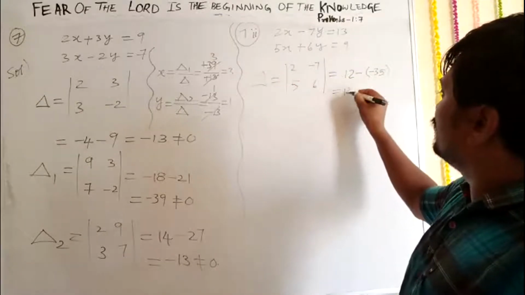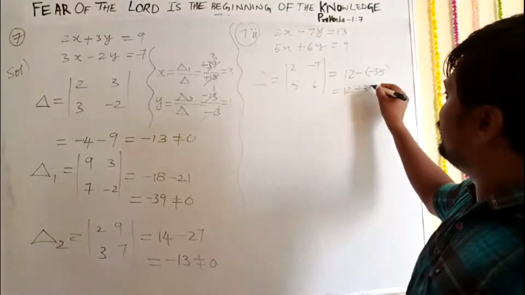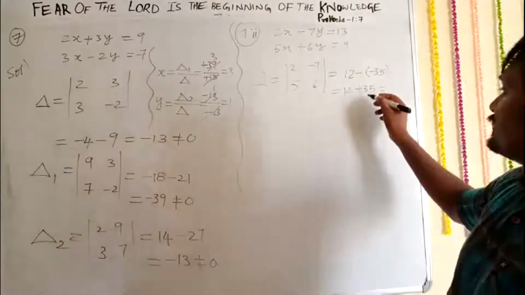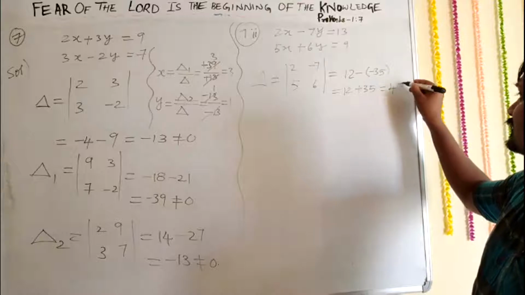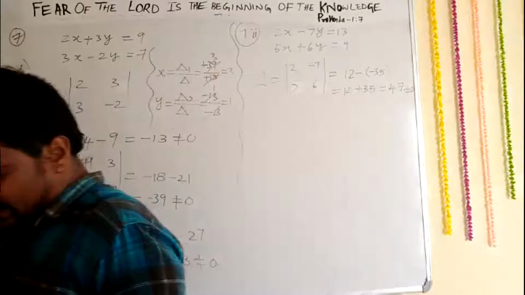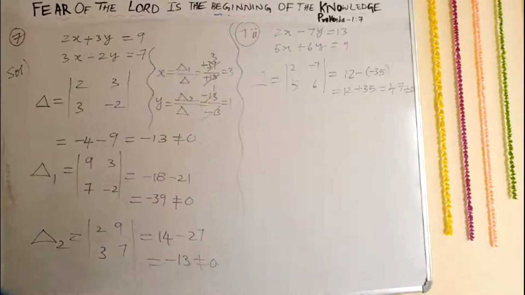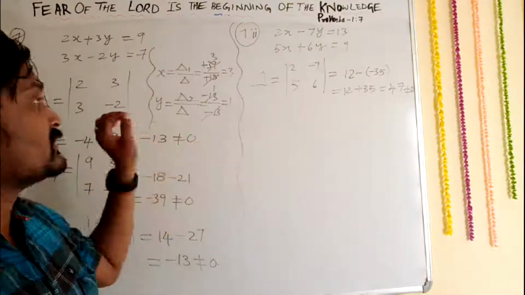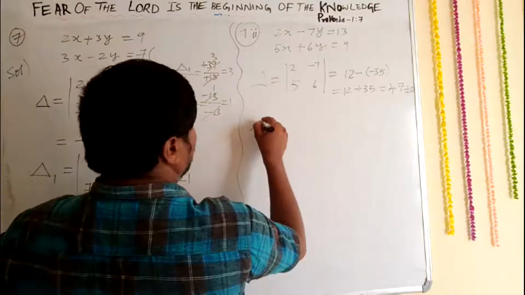When you write 12 minus into minus, plus 35, you are going to get this answer as 47, which is not equal to 0. So you are able to get delta as 47, which is not equal to 0. So now let's move on to delta 1.